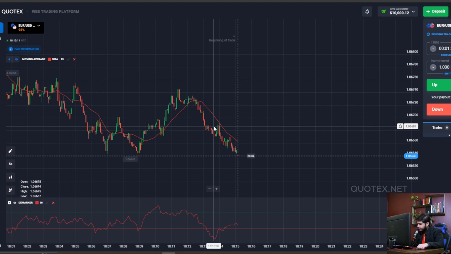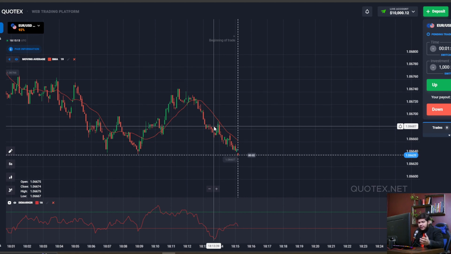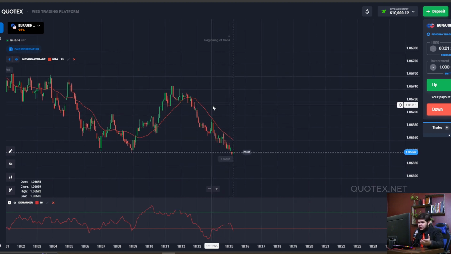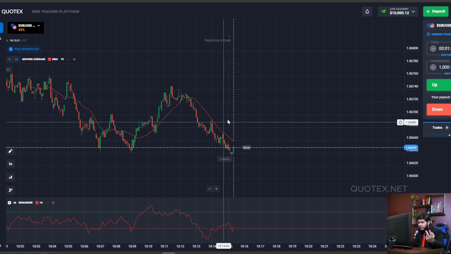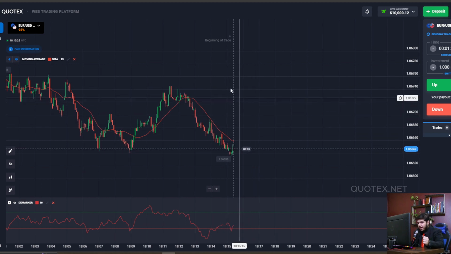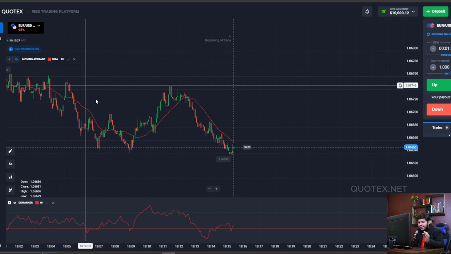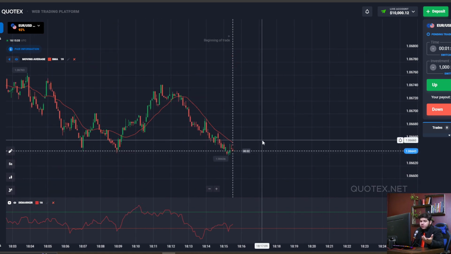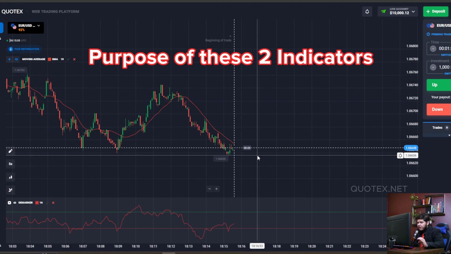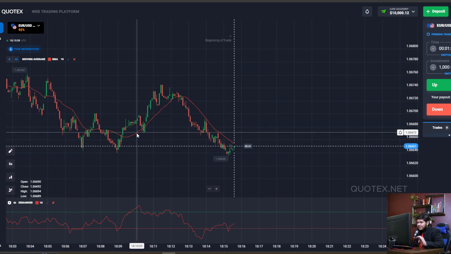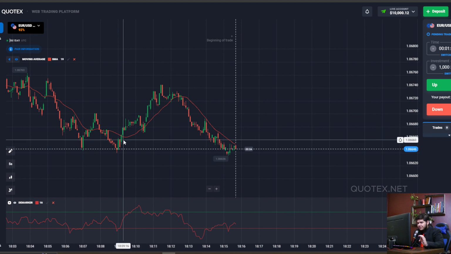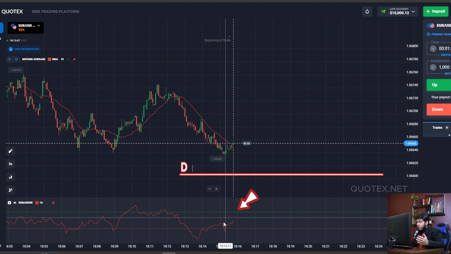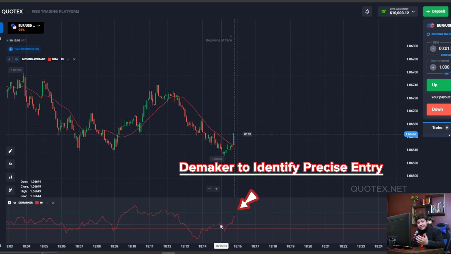So guys, let me share the indicators with you guys. So the first indicator will be the moving average, the simple moving average. Two indicators we're going to be using, and the first will be the moving average, the second will be our DeMarker indicator. So let me tell you guys about the purpose of these two indicators. So the moving average will identify the short-term trend in the markets, either downtrend or uptrend, and DeMarker will help us identify the precise entry.